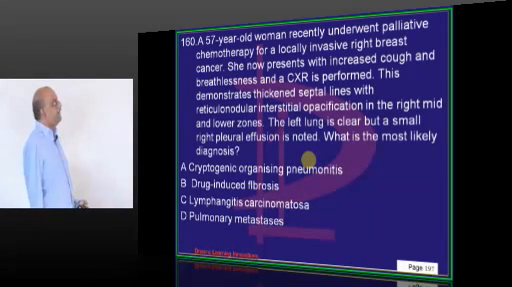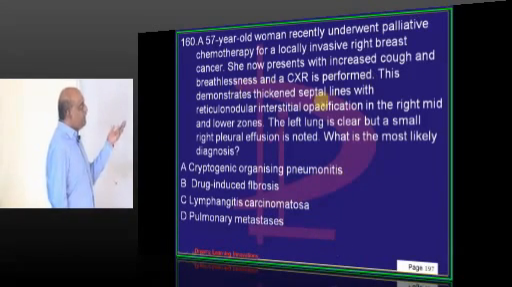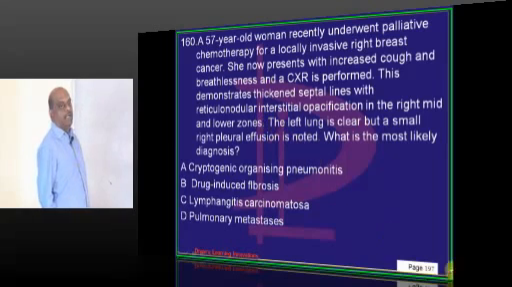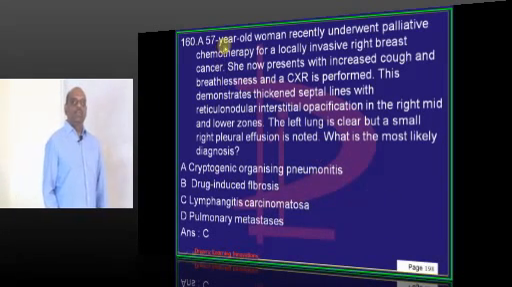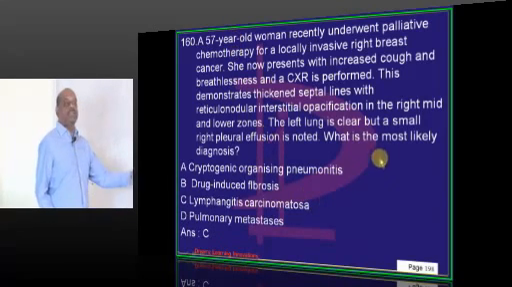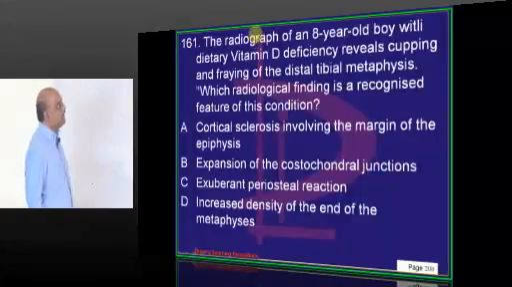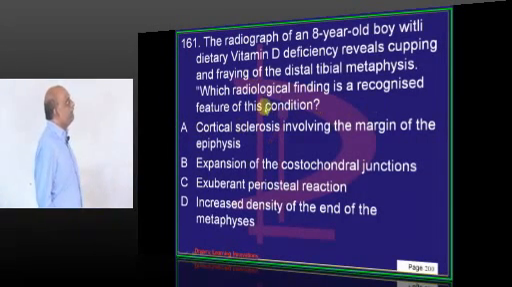A 57-year-old underwent palliative chemotherapy and has increasing cough and breathlessness. Reticulonodular interstitial opacification is there. Left lung is clear but a right pleural effusion is there. What is your diagnosis? So whenever there is a septal thickening, that is highly suggestive of lymphangitis carcinomatosa is what needs to be remembered. An 80-year-old has got cupping and fraying.